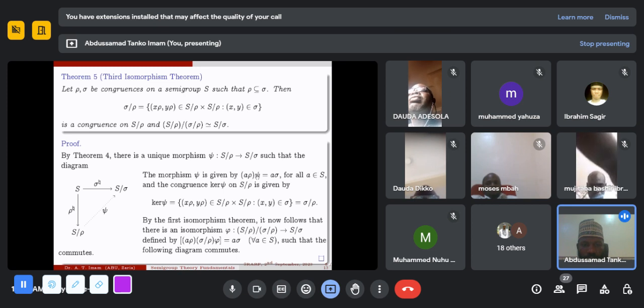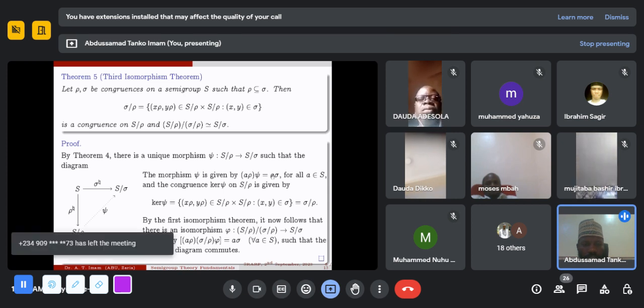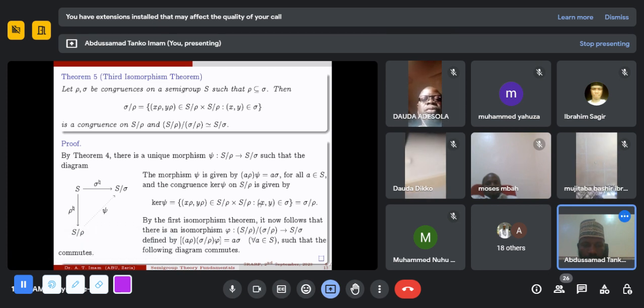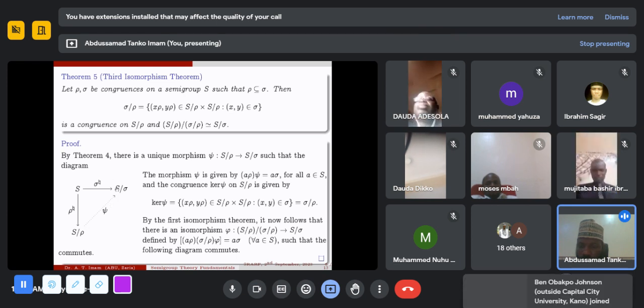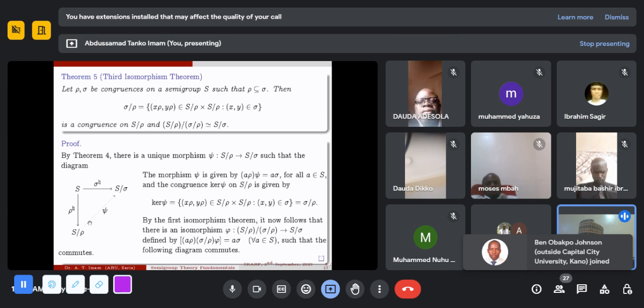rho A under psi is A sigma. And so therefore, if you say X rho psi is equal to Y rho psi, that should be X sigma equal to Y sigma. And that is the same thing as saying X comma Y belong to sigma. And so it is exactly what we were given in the theorem here. So kernel of this psi is equal to sigma by rho.